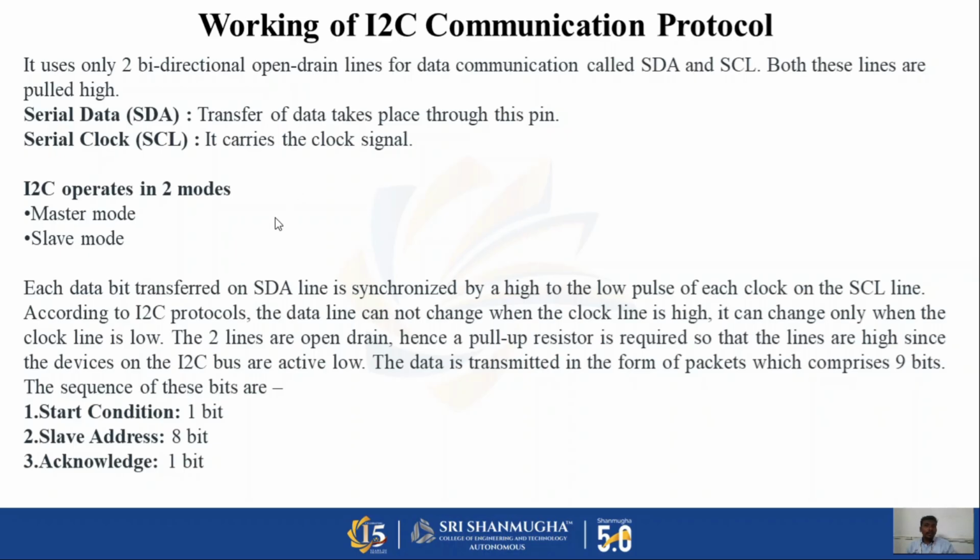I2C communication operates in two modes. The first is master mode, where the device controls communication. The second is slave mode, where the device responds to requests from the master. An important rule in I2C communication is that the data line must remain stable whenever the clock line is high. Changes in data are allowed only when the clock line is low. This rule helps prevent errors during data transfer.